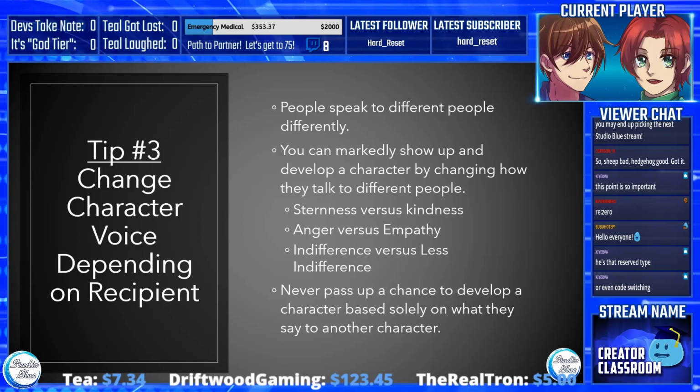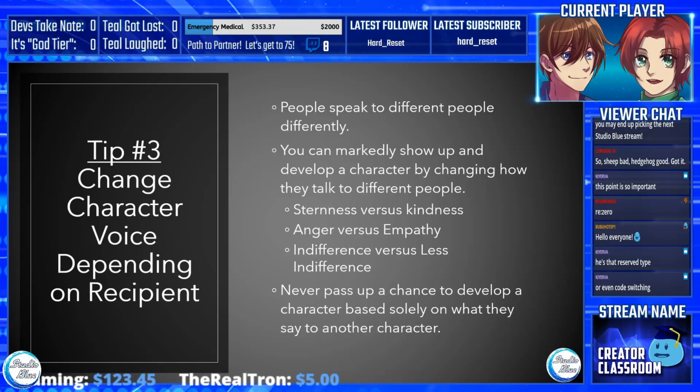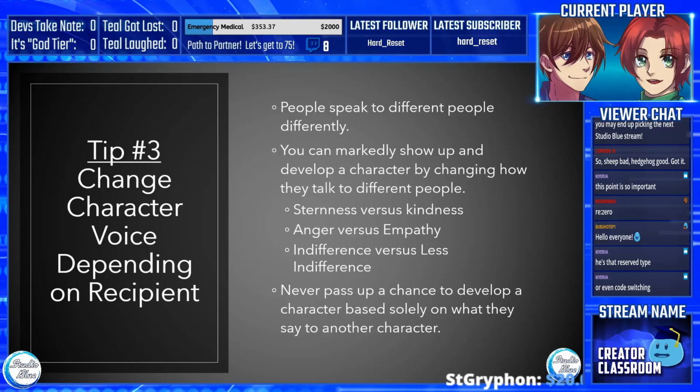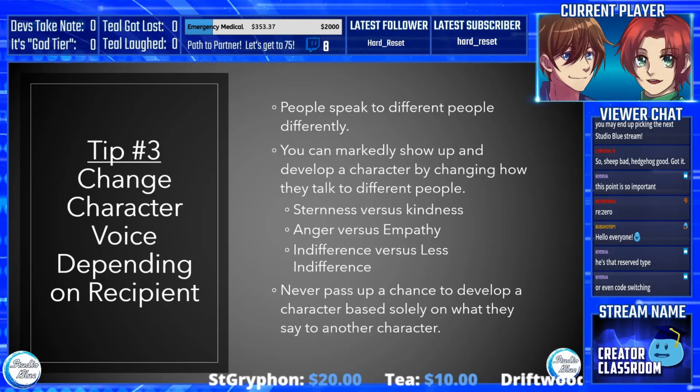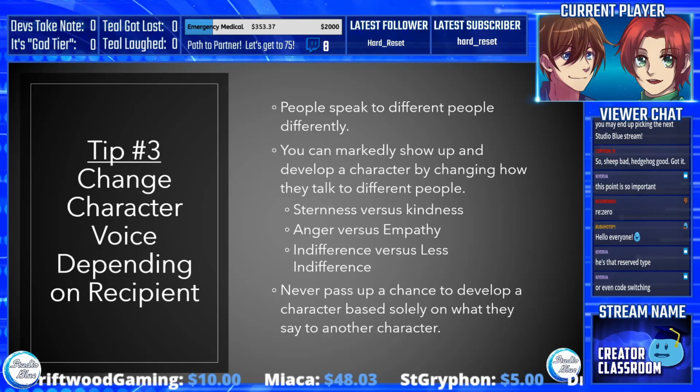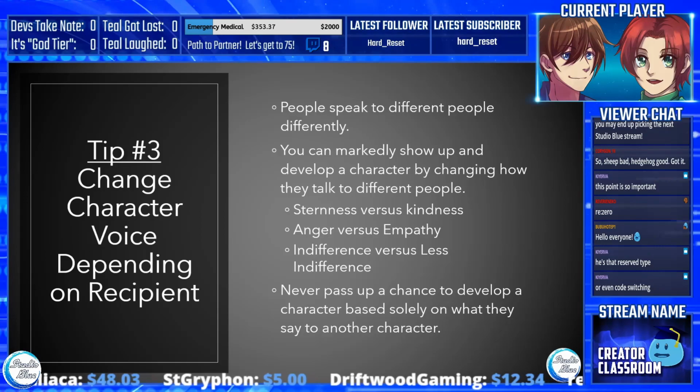Anger versus empathy, that's another good one. A lot of people who have aggressiveness tend to show their aggressiveness to just about everyone except for those who they are either closest to or have a special connection to. And then indifference versus less indifference. So you could have a character like Mr. Moorcock, who is literally an indifferent person and then is less indifferent to someone else. And this is all very important because you never want to pass up a chance to develop a character based solely on what they say to another character. You can actually give so much information about Mr. Moorcock based solely on him talking to someone else. So, let's do just that.